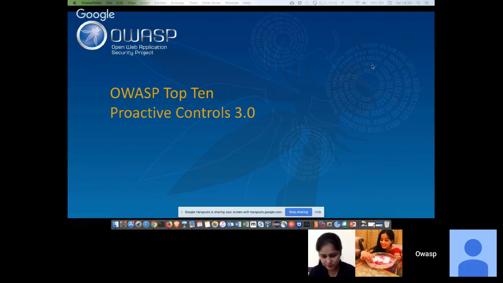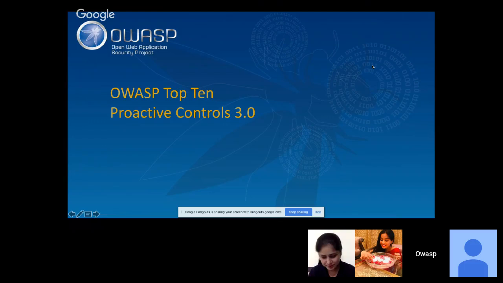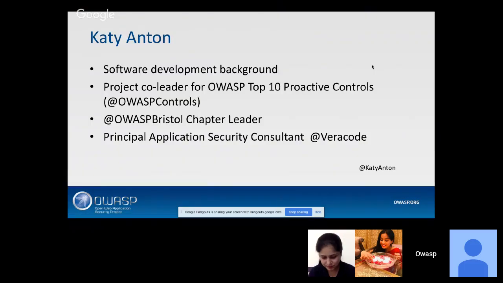So a little bit about myself. My name is Katie Anton, and I come from a software development background. I am one of the project leaders for the OWASP Top 10 Proactive Controls. I'm also a chapter leader for OWASP Bristol, and I currently work as a principal application security consultant at Veracode.